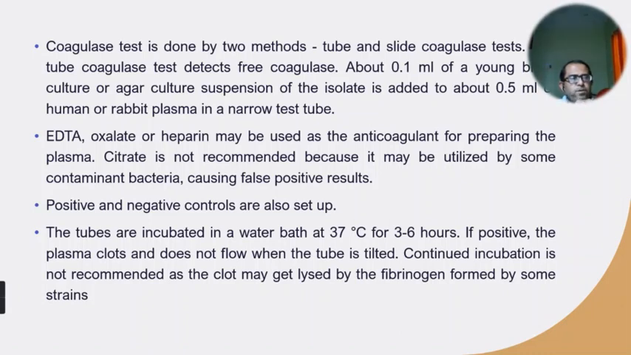Here EDTA, oxalate or heparin may be used as anticoagulant for preparing the plasma. Citrate is not recommended because it may be utilized by some contaminating bacteria, causing a false positive test. Positive and negative controls are also set up. These tubes are incubated in a water bath at 37 degrees Celsius for 3 to 6 hours.